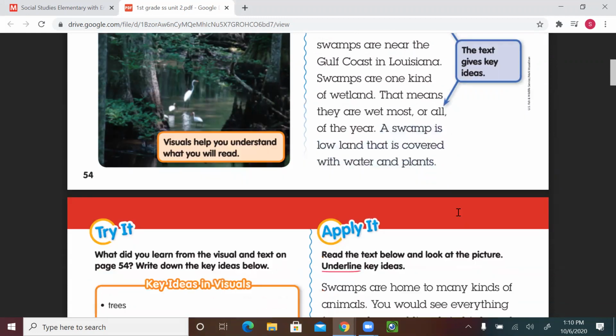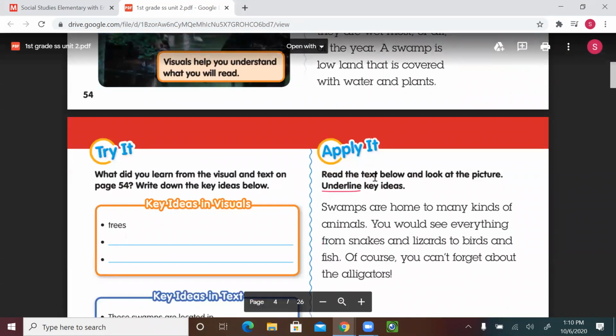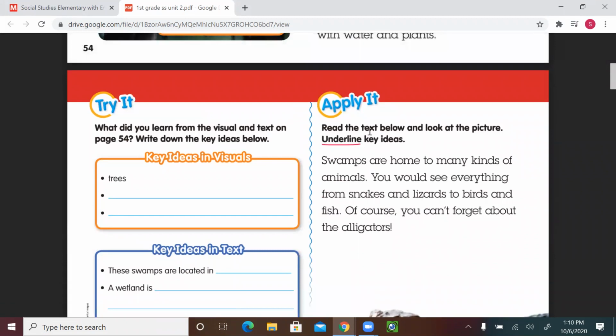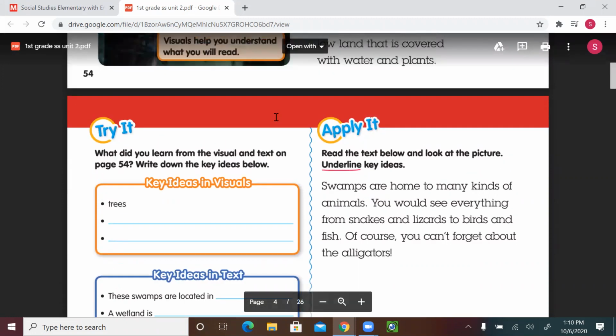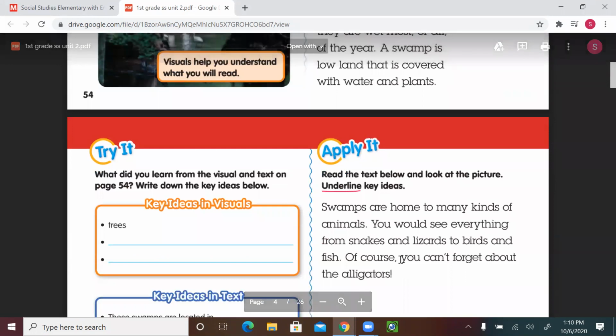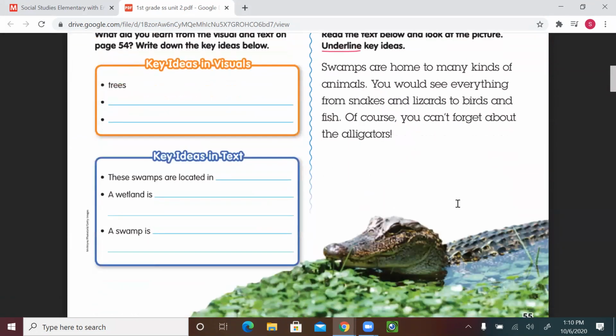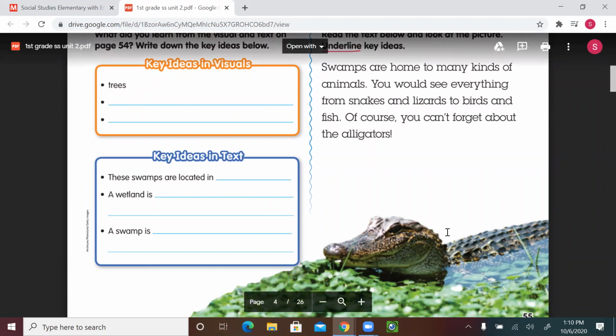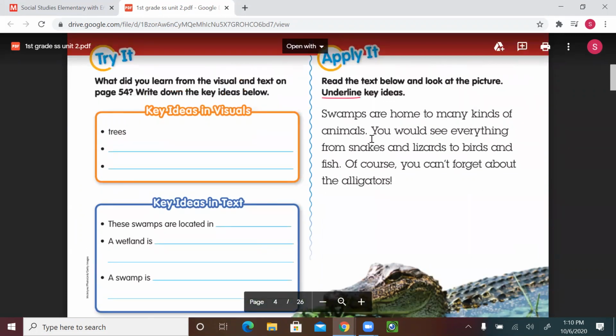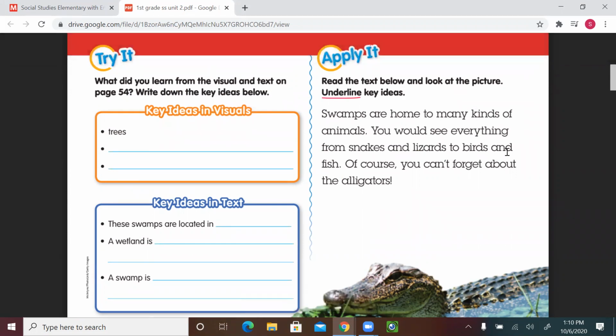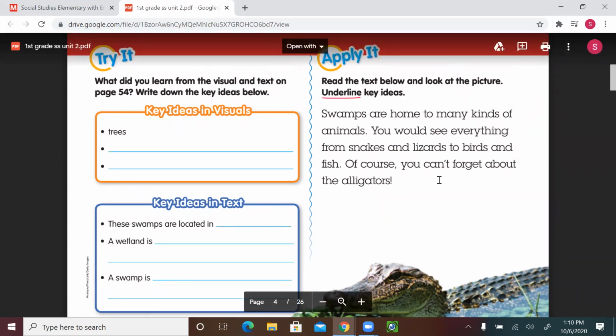Okay, let's go to the 3rd activity on the right here. Read the text below and look at the picture, underline key ideas. So now you're linking your picture with the text, or what's written for you here. This is the picture, the alligator one. So this is what you're going to look at and see what's related. We're going to underline. All right, swamps are home to many kinds of animals. You would see everything from snakes and lizards to birds and fish. Of course, you can't forget about the alligators.